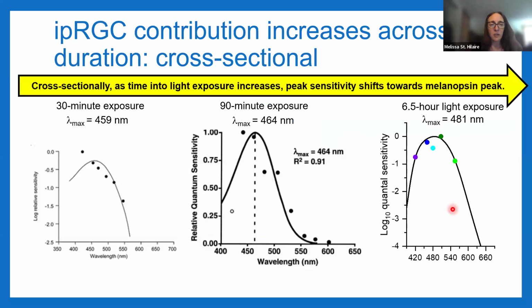So cross-sectionally, if we now take that and put that on the same scale, and I probably should have actually used the ones from Brown and colleagues rather than the original ones, but we basically do see that cross-sectionally, as time into light exposure increases, so as that duration increases, the peak sensitivity of melatonin suppression seems to be shifting more towards the melanopsin peak.